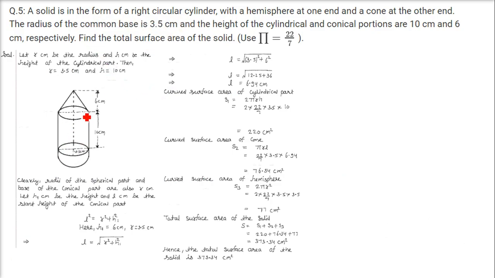A solid is in the form of a right circular cylinder, if you see here, with a hemisphere at the one end, and there is a cone at the other end. The radius of the common base is 3.5 meter. This is 3.5, this is 3.5.